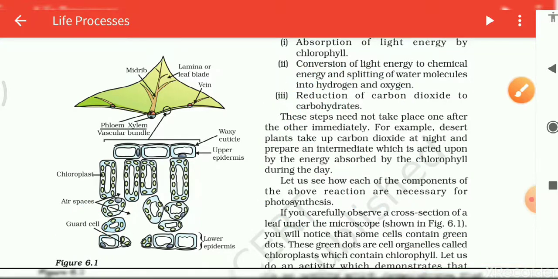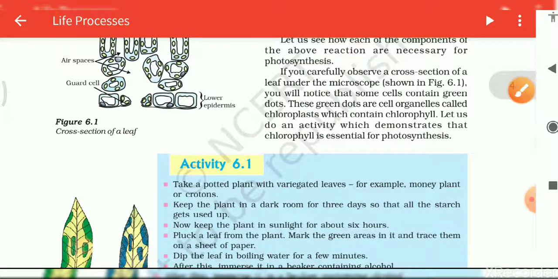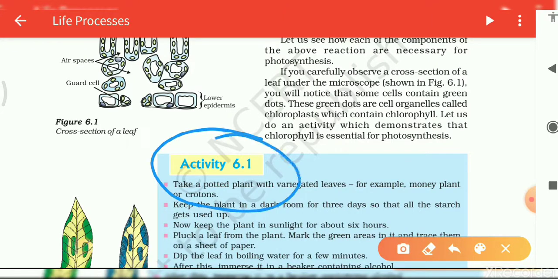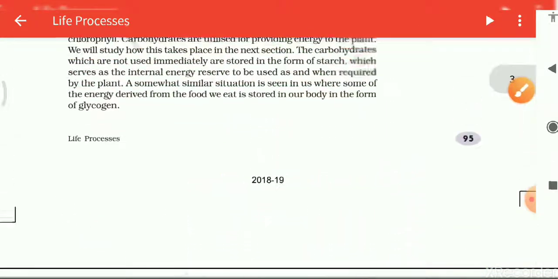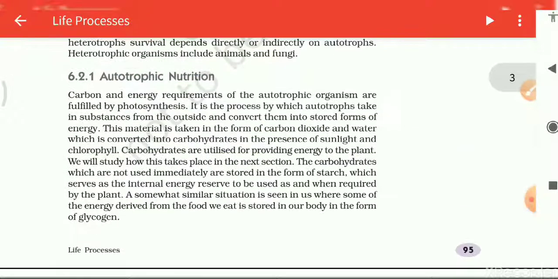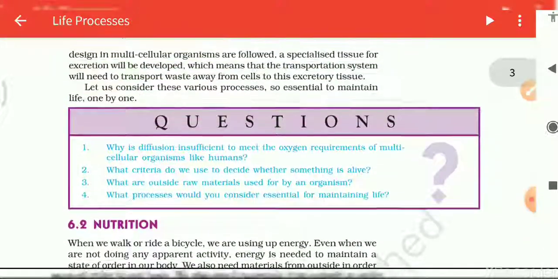So that is much about this one. In the next video I will explain the activity 6.1, because this one is also very important. Before that, you should revise all of this, what I have taught you here, all these topics.